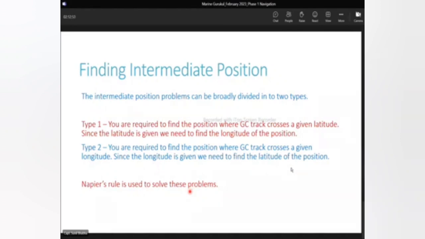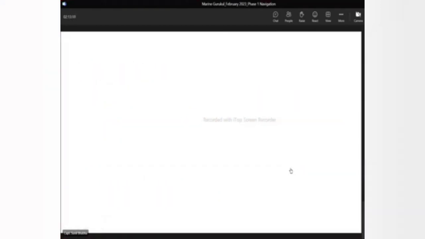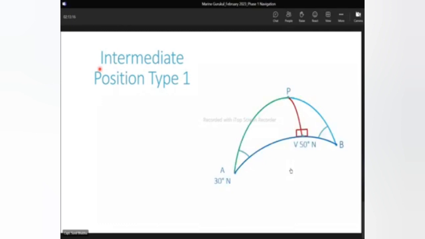So moving on to the next slide now, beta. We will see both these types, type 1 and type 2, one by one. Now let's try to solve an intermediate position type 1 problem.